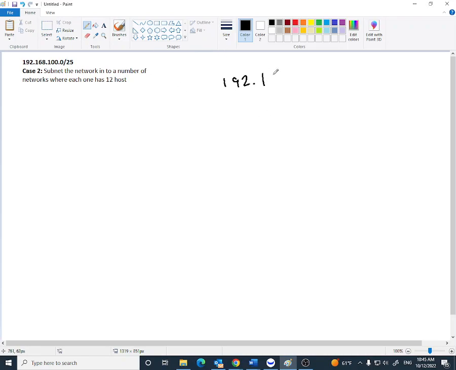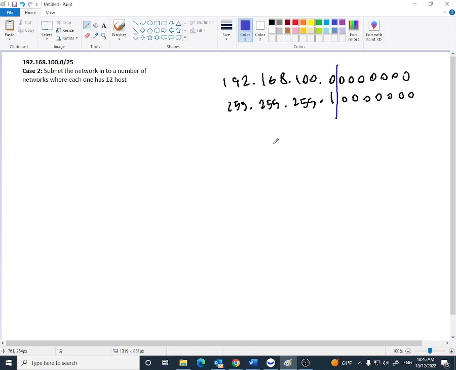192.168.100. Dot. I'm going to come here and put the 8 zeros in binary. And in this case, since this one is /25, I know there's going to be 255.255.255.10000000. And now the line that separates the network portion from the host portion is the one that I just saw. Now, since you want me to have 12 hosts in each network, the question that we're going to ask is, how many bits do I have to keep to be able to get 12? Previously it was how many bits do I have to borrow. Now, how many bits do I have to keep?